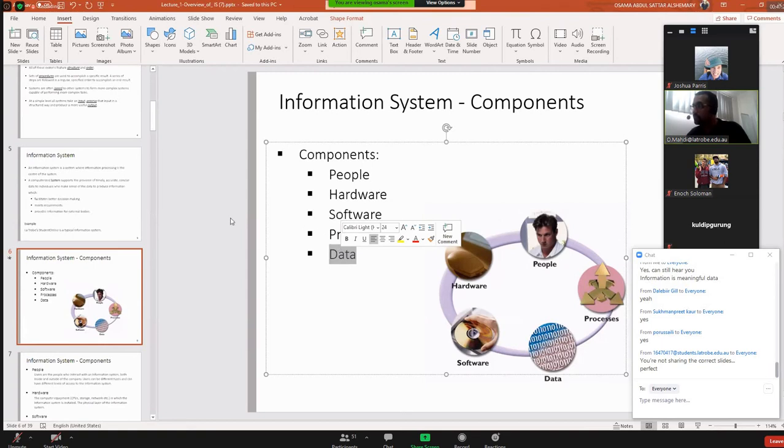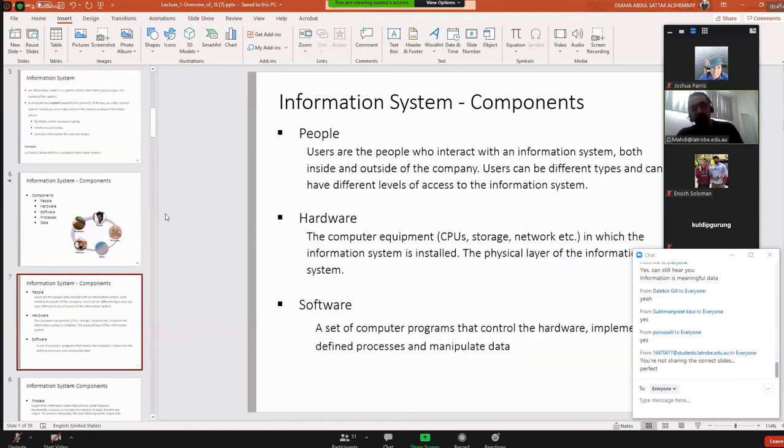So again, for any information system, whether simple or more complex, each single information system has hardware, software, processes, and data. Now, when we say people, people are the users who interact with an information system, both inside and outside of the company. Users can be of different types and can have different levels of access to the information system.